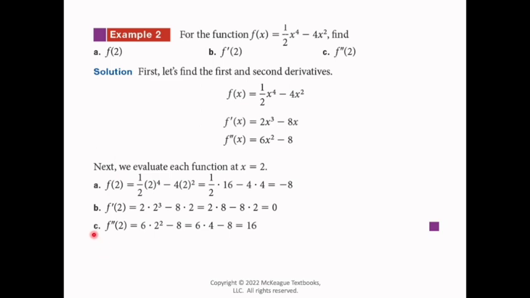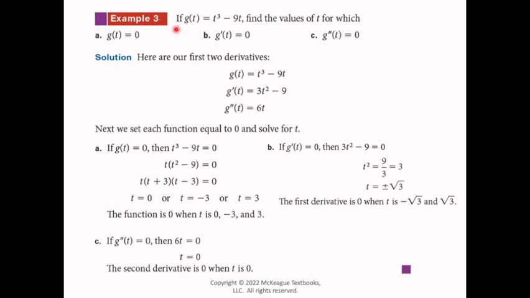Lastly, when we evaluate the second derivative at 2, that means in the second derivative, everywhere I see x, I'm going to plug in 2. So that gives me 6 times 2 squared minus 8. And when we evaluate that, we get 16.